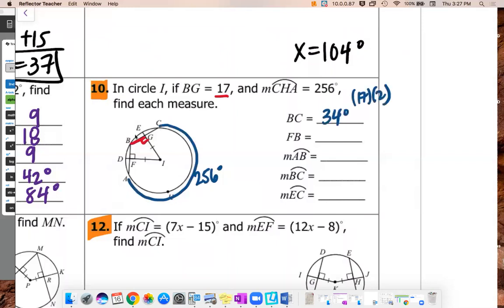And then we want FB. So we know that this also has to be congruent to BG because they're cutting each of these congruent chords in half. So this has to be 17. And then they want the arc of A to B right here.